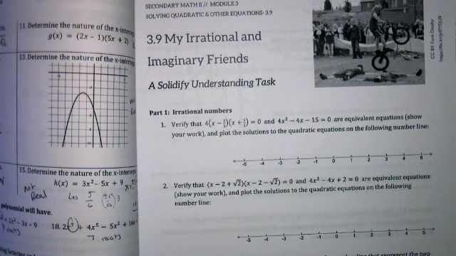Okay, here we are with task 3.9, my irrational and imaginary friends. We're going to work through task 3.9 and see how far we get. Okay, part 1, irrational numbers.